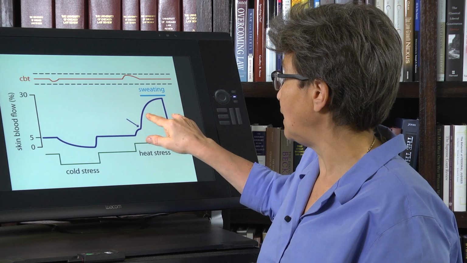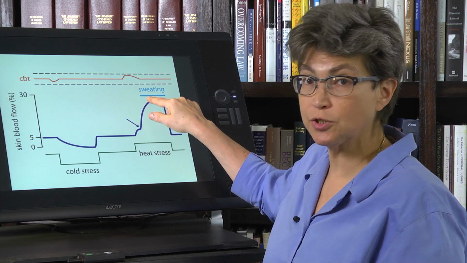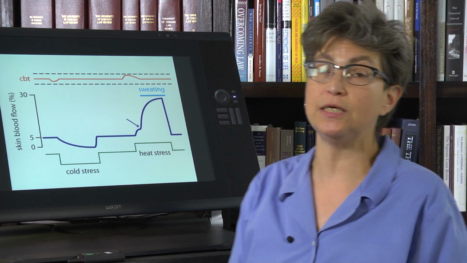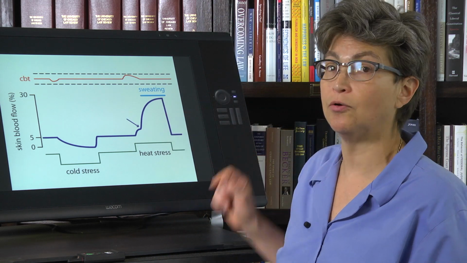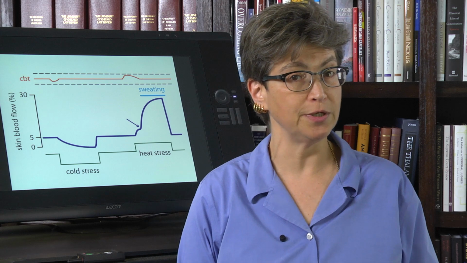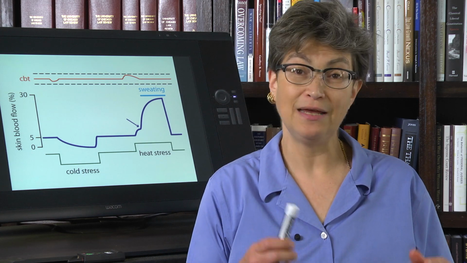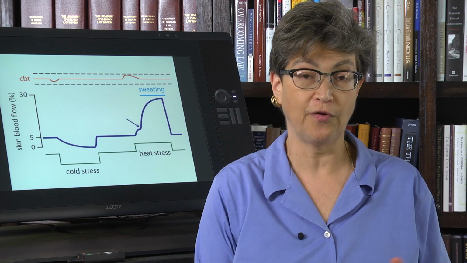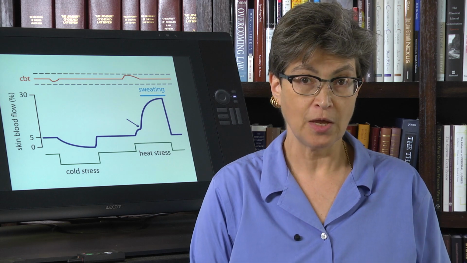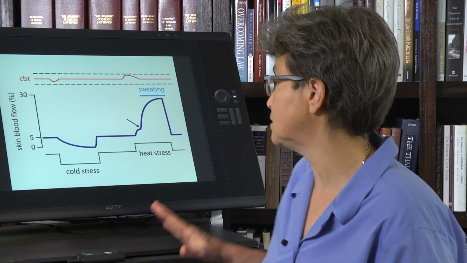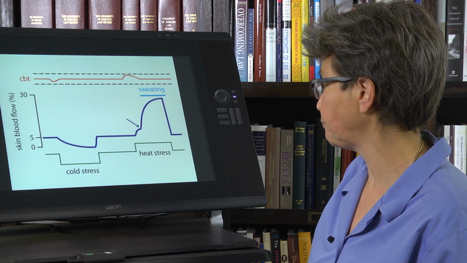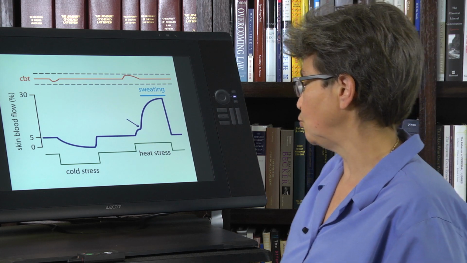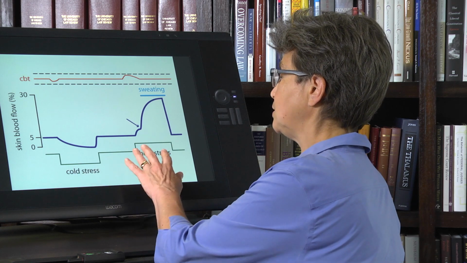And when you get to this situation, you also bring in the big guns. And the big guns in responding to a heat stress is sweating. Sweating can take you down about 2.5 degrees centigrade in well under 5 minutes, in just a few minutes. So this is a normal way of responding to cold stress and heat stress.